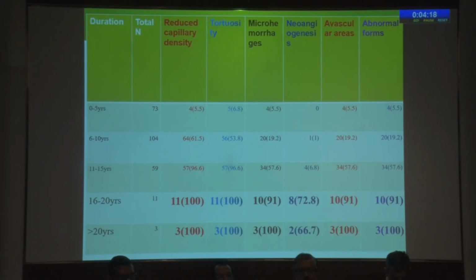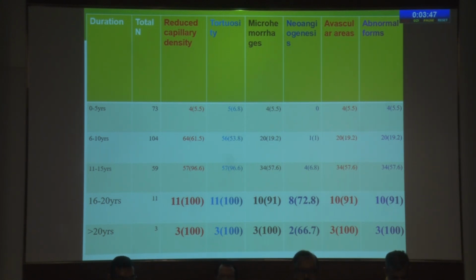Coming to the results of our study, when we have compared with the duration of diabetes, when the duration of diabetes is about 16 to 20 years, we have seen reduced capillary density and tortuosity of nail fold capillaries in about 100% of patients, that is in both the groups, 16 to 20 years and also greater than 20 years. Whereas microhemorrhages and avascular forms and abnormal forms are seen when the duration is 16 to 20 years in about 91%, and when the duration is greater than 20 years, it is about 100% of the patients.